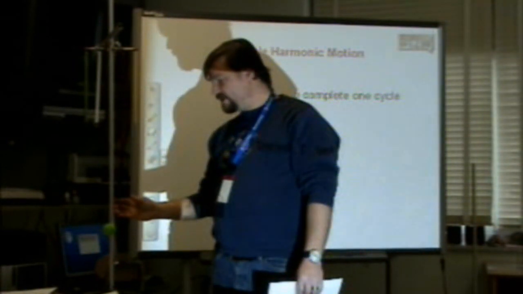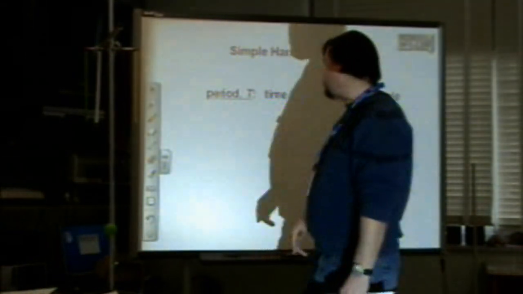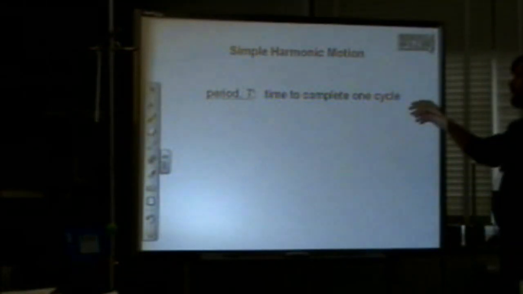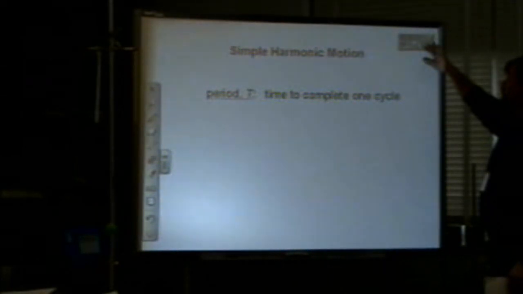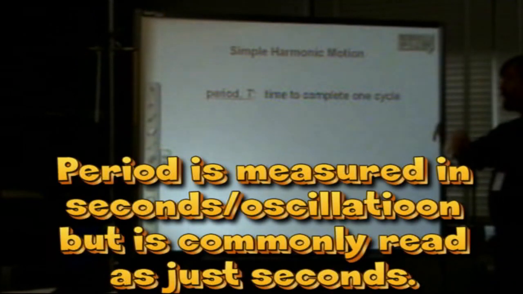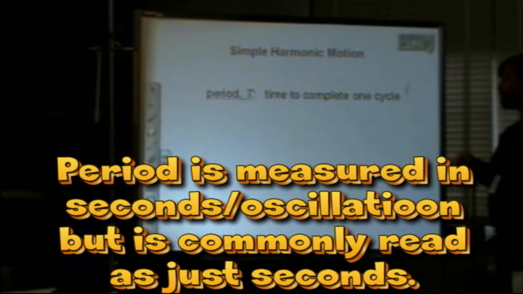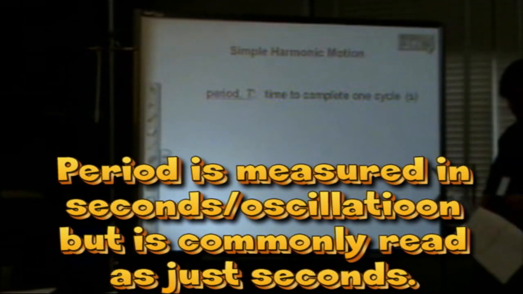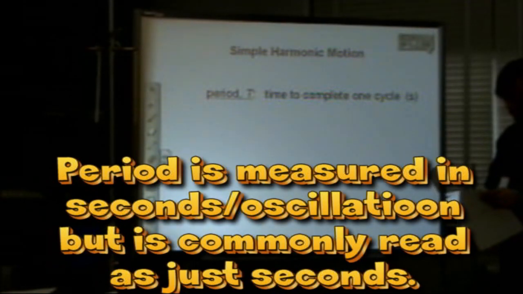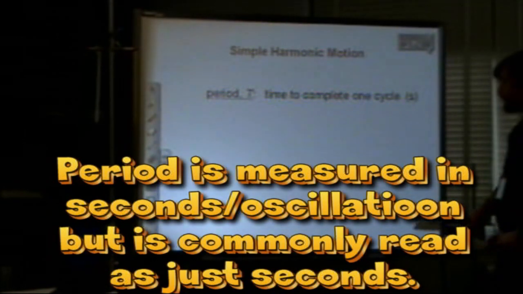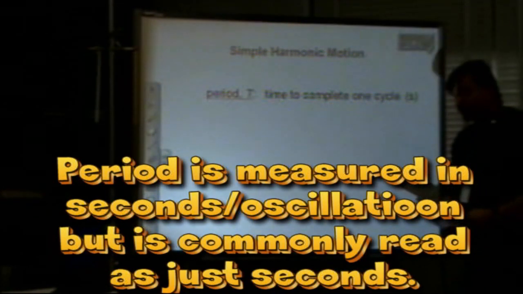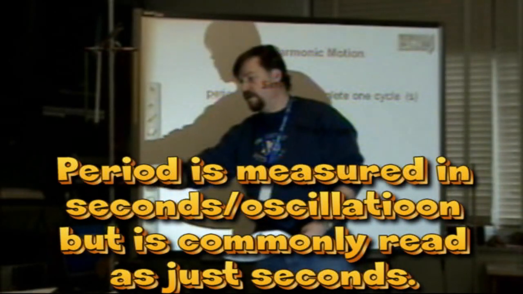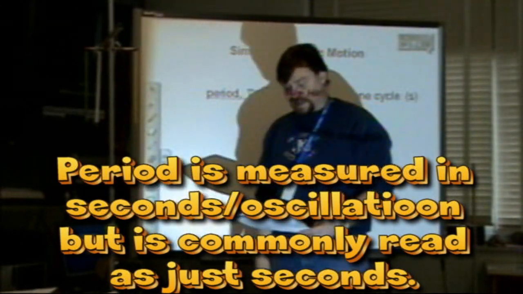Also, we see this happening in a spring. All right, if I release it from the lowest point, the amount of time it takes to go up and then return to the lowest point is the time period of one cycle. And it's commonly in seconds, even though the time period is actually measured in seconds per oscillation. It's referred to as just the amount of time per one oscillation for the time period.